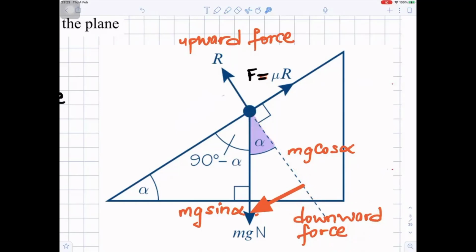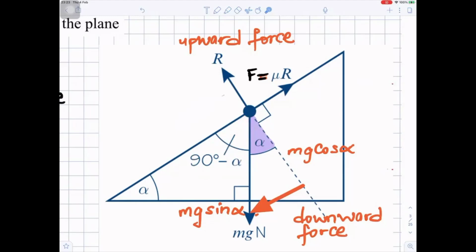Forces act in pair. The force pushing it up the inclined plane, the frictional force stopping it from sliding down, is F equals mu R. And the force pulling it down is mg sine alpha. That's the force which is causing it to slide down the plane. This angle is alpha. This is 90. 90 minus alpha will give you that angle.